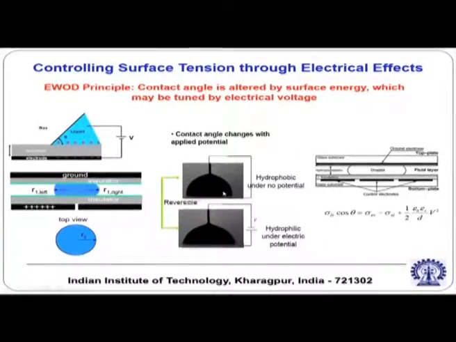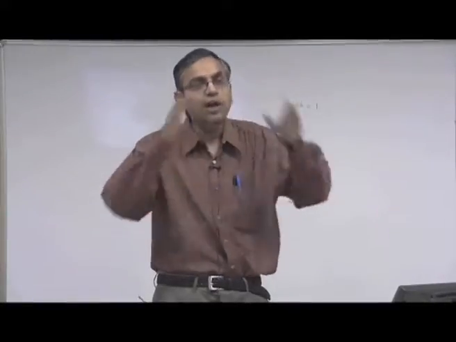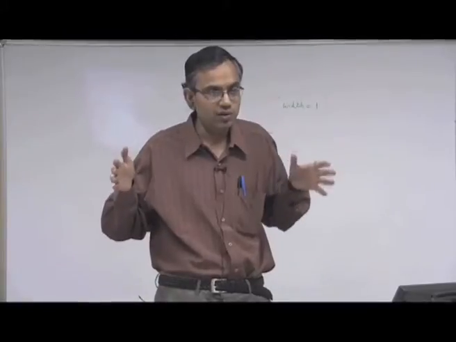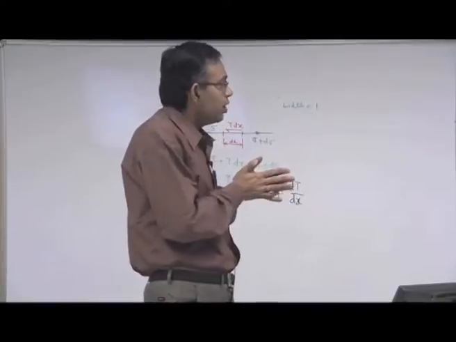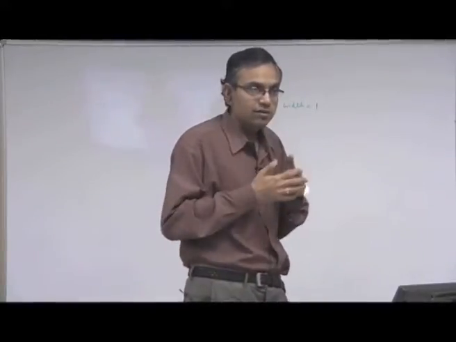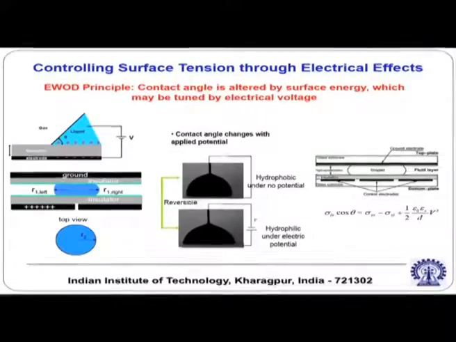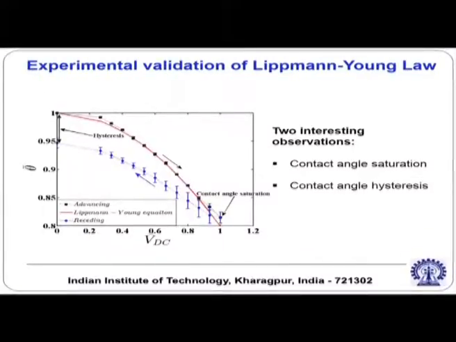This is hydrophobic under no potential, so you can see that a droplet is forming. Now if you apply electric potential, this becomes more wetting. The question is, we will look into this, does this process go on eternally? That means if you apply more and more voltage, does it go on becoming more and more wetting? Is it so? We will answer this question, but these are critical questions. Not only that, is it reversible? So these are the points that we will discuss.